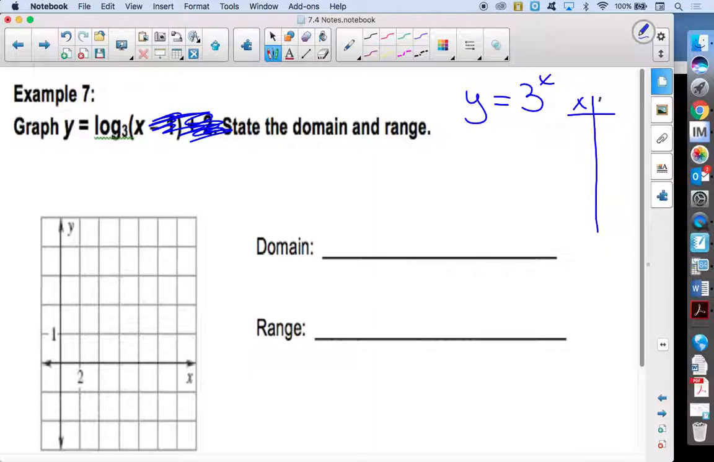Make yourself a t-chart for y equals 3 to the x, just like we did for y equals 2 to the x. It should be a pretty basic equation because it's just a base to a power. We're not worrying about the minus 1 and the plus 2. We're going to take these points and flip them. So I now want the log equation. So this is for my log base 3 of x. Ordered pairs, just flip. There's no math involved. You're just switching x and y.